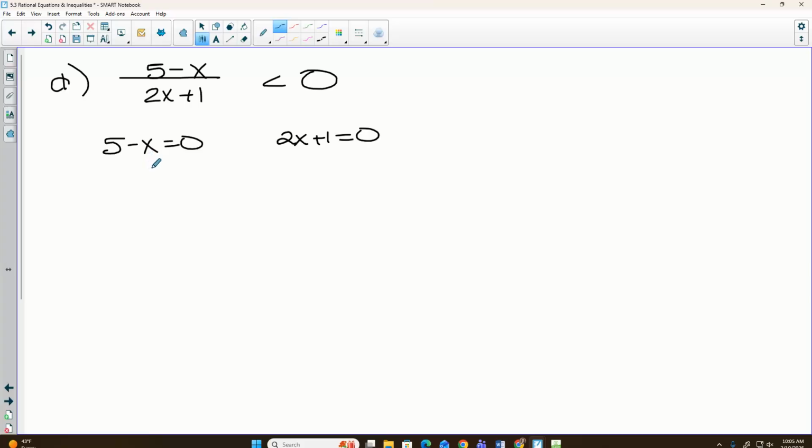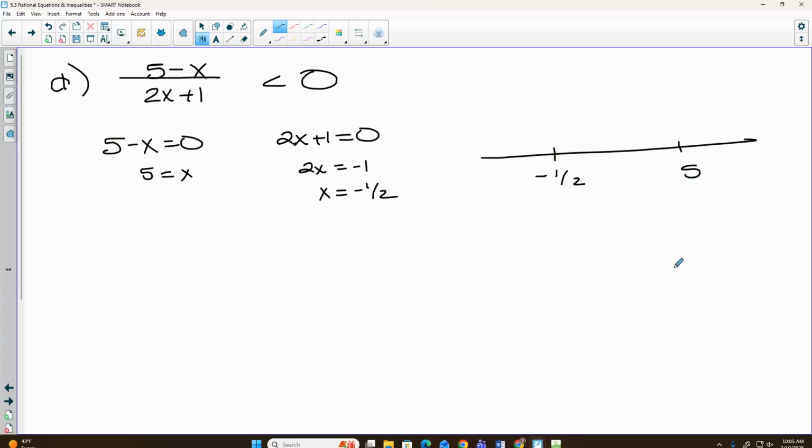So if I add over my x, I get 5 equals x. If I subtract my 1, divide by 2, negative 1/2. So those are the numbers on my sign line. Okay, then you do a test point. So you have to have something smaller than negative 1/2, so maybe negative 1. Any number between negative 1/2 and 5, so maybe 0. And then any number bigger than 5.